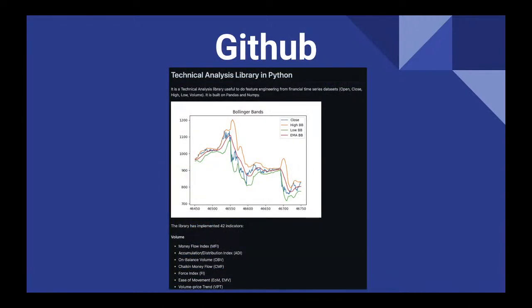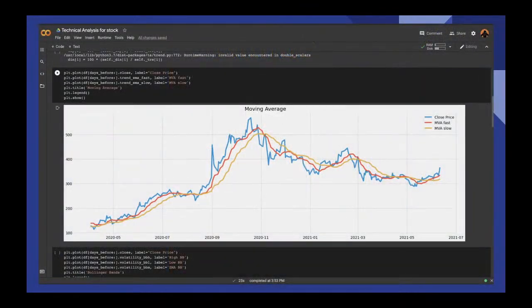So this is the GitHub page which I just checked about this technical analysis library. I will explain how we can do that. This is the screen with the moving average. The close price is the end-of-day price, right? You will know that price. Then also this is the MVA fast and the MVA slow. MVA fast means 14 days moving average. MVA slow is 28 days moving average.